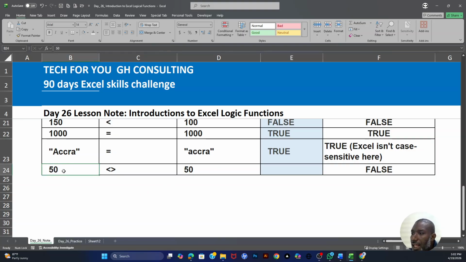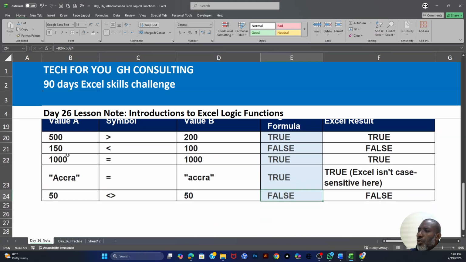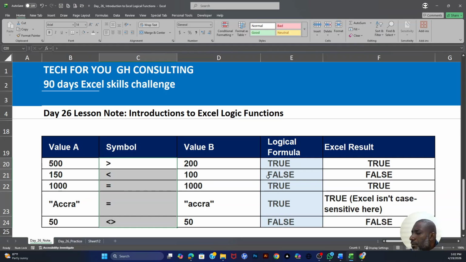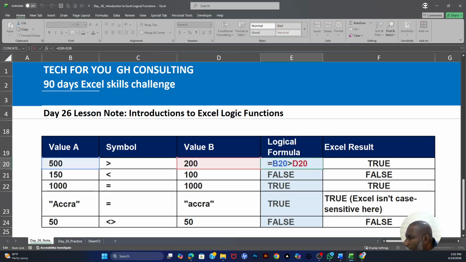Now, the last one is 50 not equal to 50. So we do equal to, pick your 50 cell, then you bring your not equal to sign, and then you pick your other cell, and then you get false, because 50 is indeed equal to 50 and it's not not equal to. So this is where we test all the symbols that we have. And remember, what we are doing is called logic. So the entire equation you see here is the logic of Excel, and it turns either true or false. Each logic test can turn either true or false.